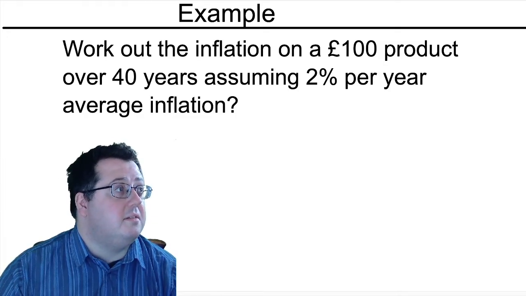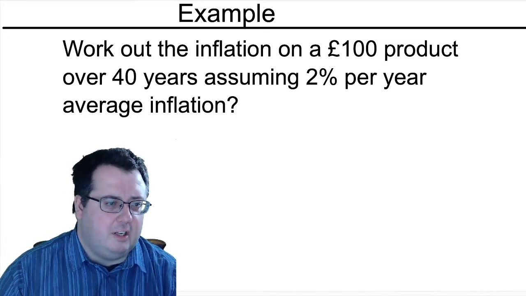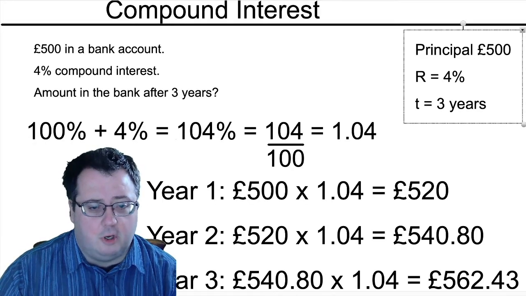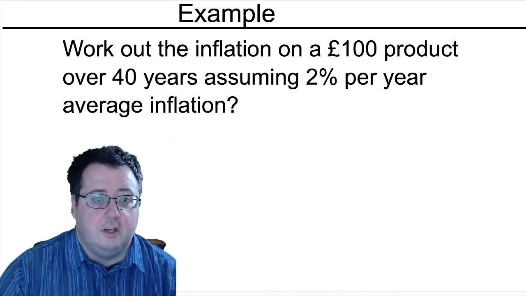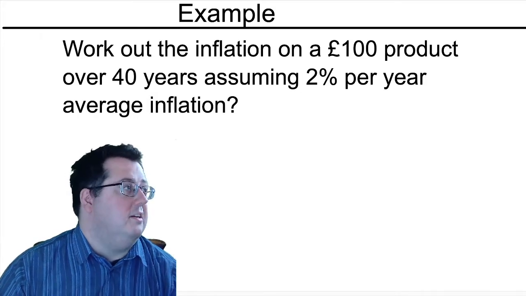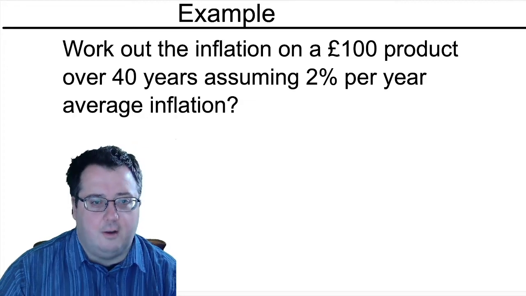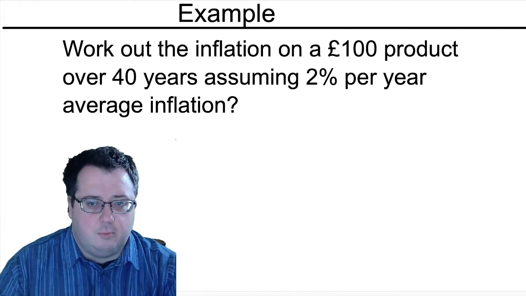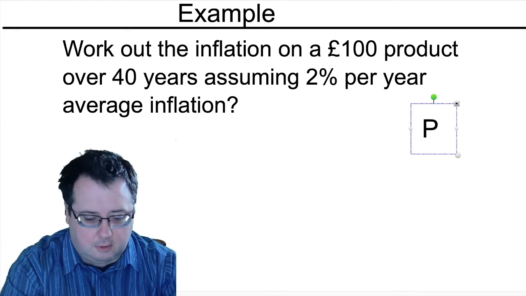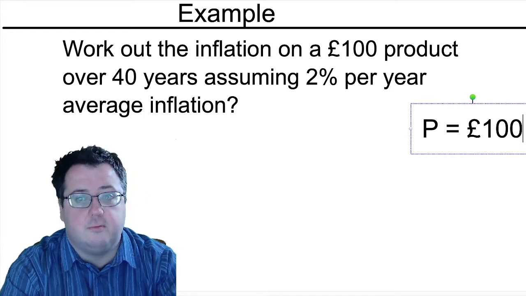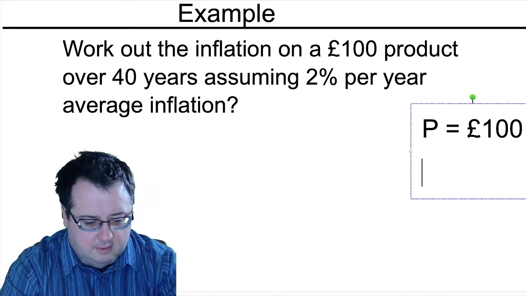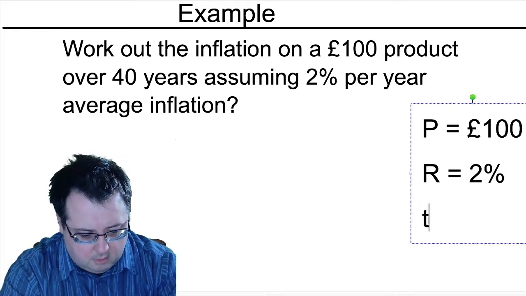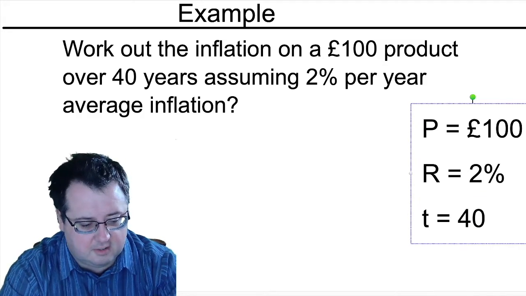So here is another question which you cannot really do using the first method that I showed you, working it out per year, because here we've got over 40 years, which is a very big amount of time. Okay, let's pick out the information we've got. The principal is going to be just £100. The rate is 2%, and the time is 40 years.